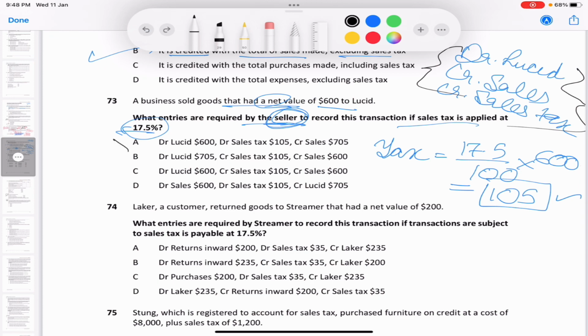Okay, so the first entry is not correct. Debit Lucid, credit sales tax and credit sales. So 73 would be my answer. It matches with mine. B is the answer.